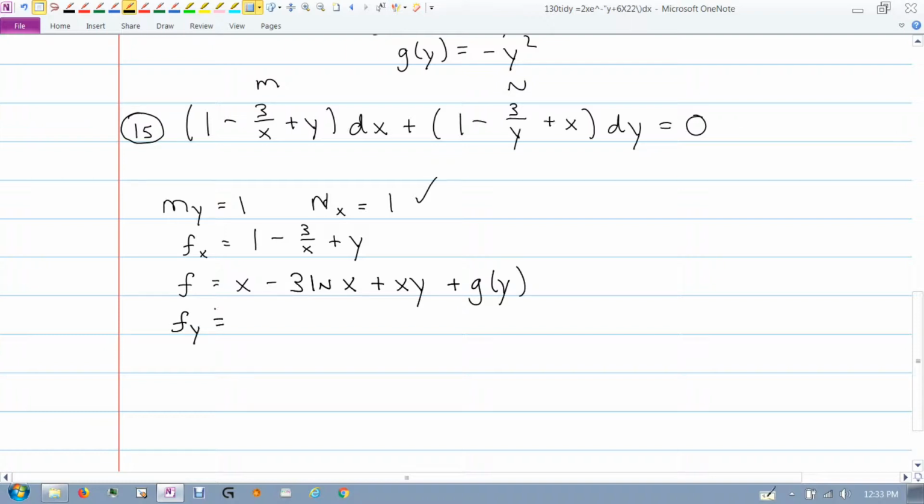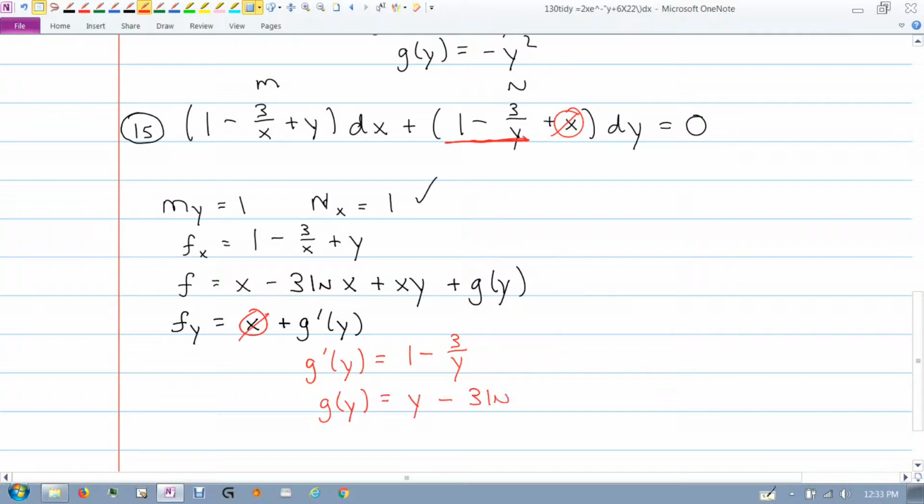Partial of that with respect to y is just x plus g prime of y. And boy, we're missing a lot of stuff, but I told you I was going to take a shortcut here. So we have the x up there, okay? The things we're missing are these two pieces. So that means g prime of y has to be equal to 1 minus 3 over y. And that means g of y, when I take the antiderivative, must be y minus 3 natural log y. And so in our original function f, I'm going to replace the g right there with y minus 3 natural log y. That must equal some constant.